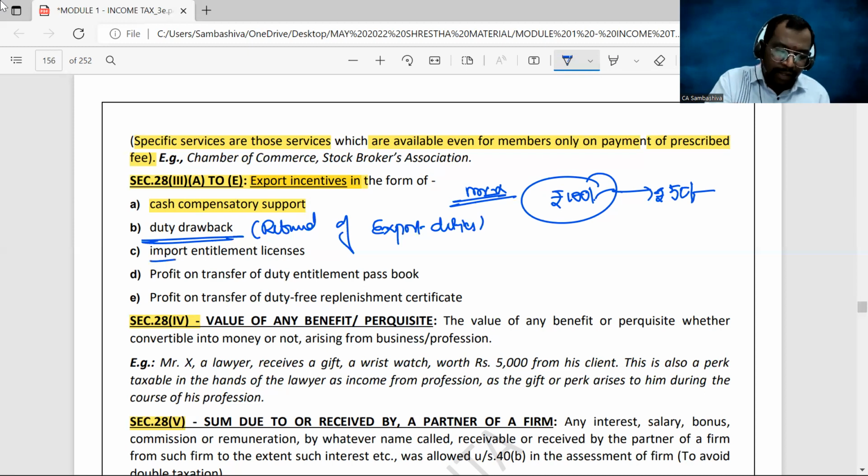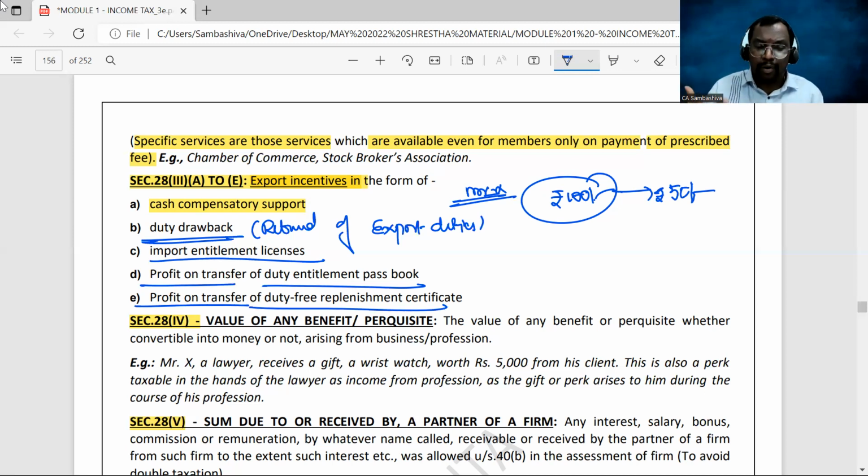Then import entitlement licenses, profit on transfer of duty entitlement passbook, profit on transfer of duty-free replenishment certificates. All these are export incentives, and all these are going to be taxable as your business income under the head PGBP. Are you following or not?